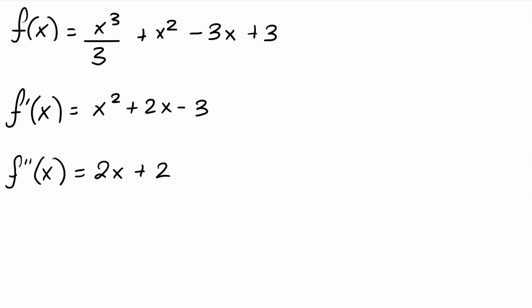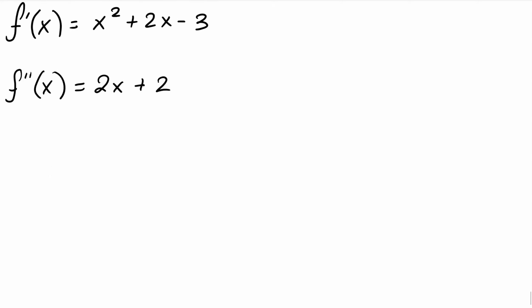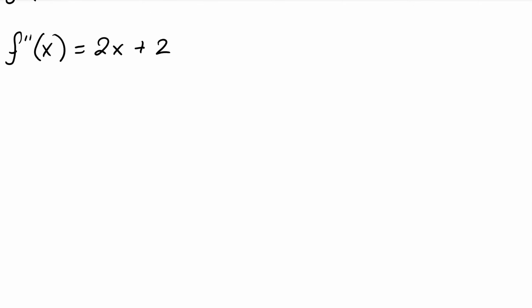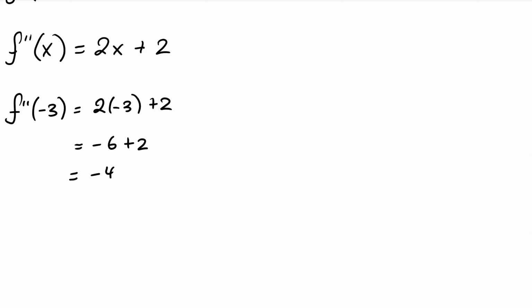Alright? Now when you're doing a second derivative test, it's really important you substitute in the x values of your turning point. So if I substitute in my x values for my turning point, I have f double dash of negative 3, which means 2 times negative 3 plus 2. We get negative 6 plus 2. We get negative 4. And I'll explain what this means soon. And if I do f double dash of 1, we get 2 times 1 plus 2, which is 2 plus 2, which is 4.